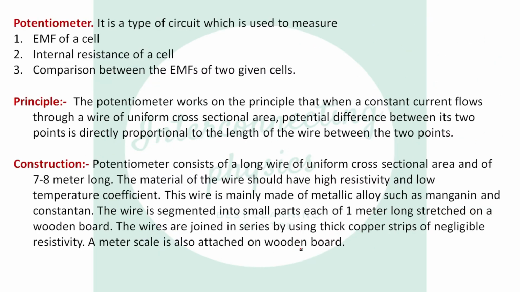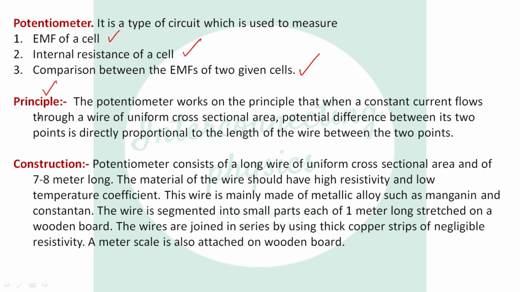So what is potentiometer? It is a type of circuit or it is a device. You can say it is a type of circuit or it is a device. Both are correct. But the more appropriate definition is it is a type of circuit which is used to measure EMF of a cell, internal resistance of a cell and comparison between the EMFs of two given cells. One by one, we will see in this video how potentiometer is used to find the EMF of a cell, internal resistance of a cell and comparison between the EMF of two given cells.